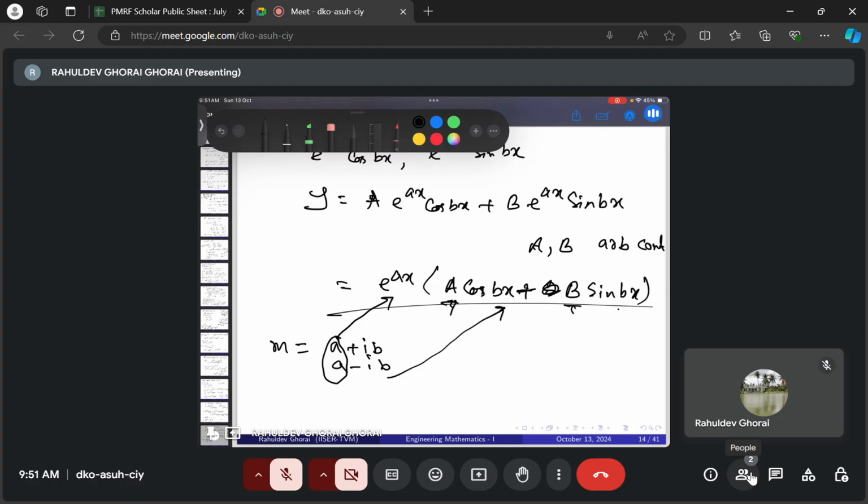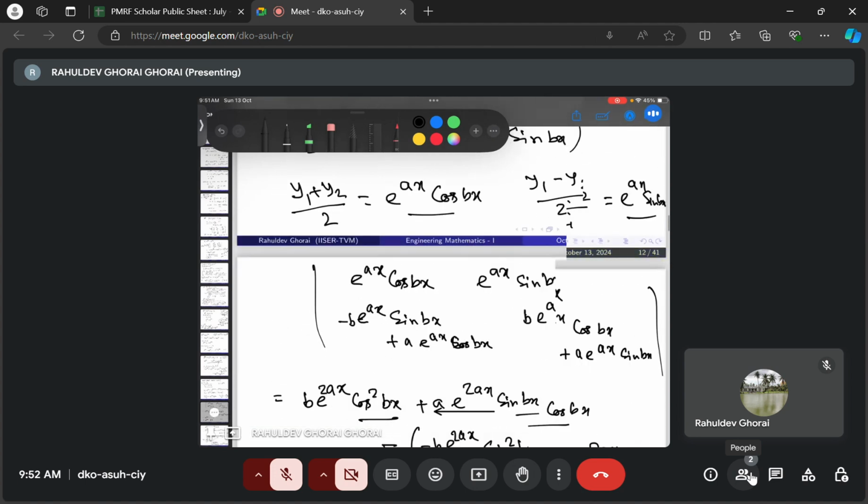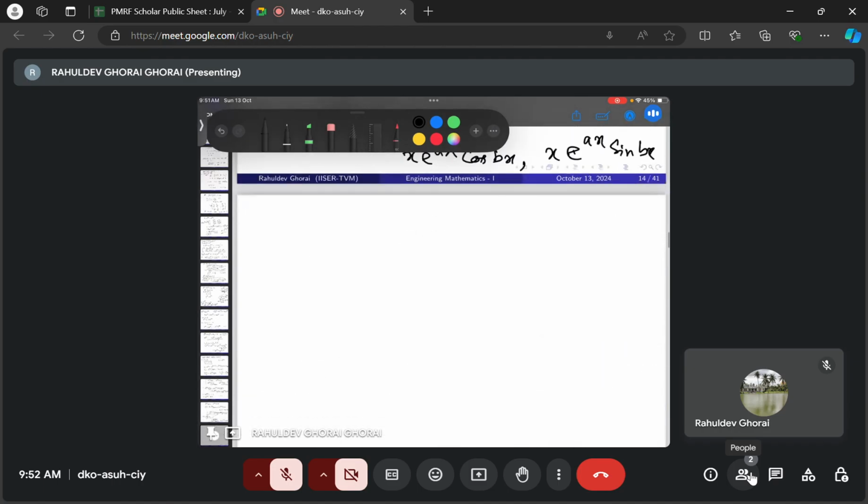Now, what about repeated roots? Similarly, if you have repeated roots, you can write x e to the power ax cos bx, or x e to the power ax sin bx, they will be solutions. That also you can check. Similarly, we checked for the last one, we checked, right, for e to the power ax. So here also it will be like that.